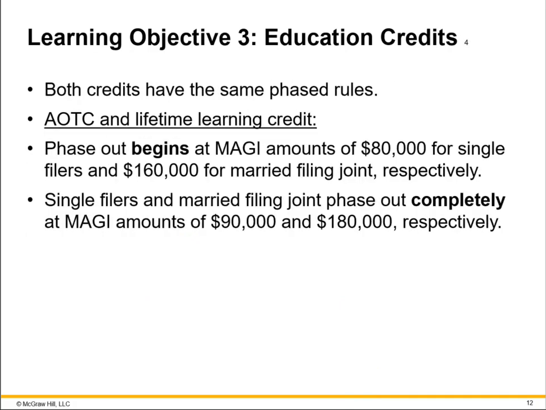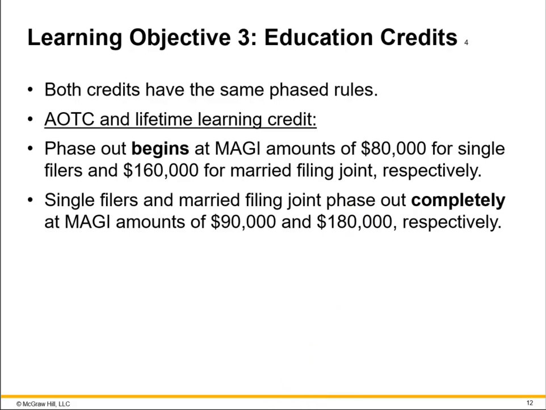They both have the same phase out rules. They begin at 80,000 for single, 160,000 for married filing jointly, and phase out completely at 90,000 and 180,000. So it's not too low of a phase out, but it phases out pretty quickly, because if your income is below 160,000, you get the full credit, and at 180,000, you get zero credit.